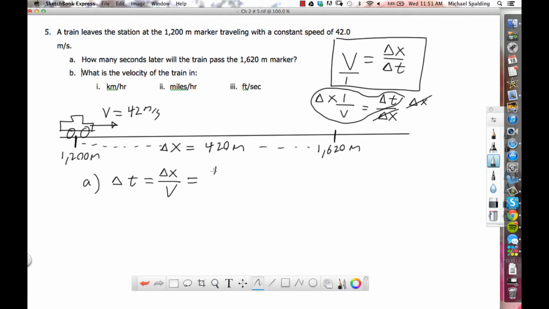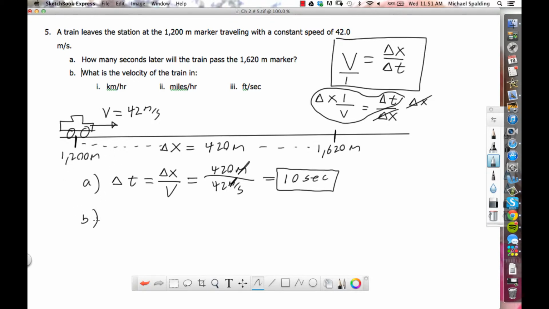Okay, so the delta x is 420. The velocity is 42 meters per second. So the meters cancel, and you end up with 10 seconds. Okay? Okay, B. What's the velocity of the train in kilometers per hour?